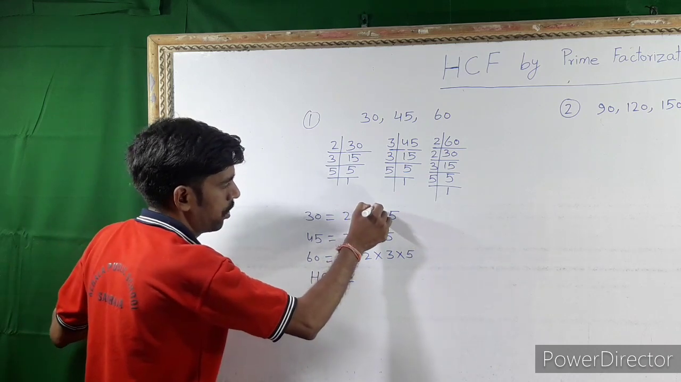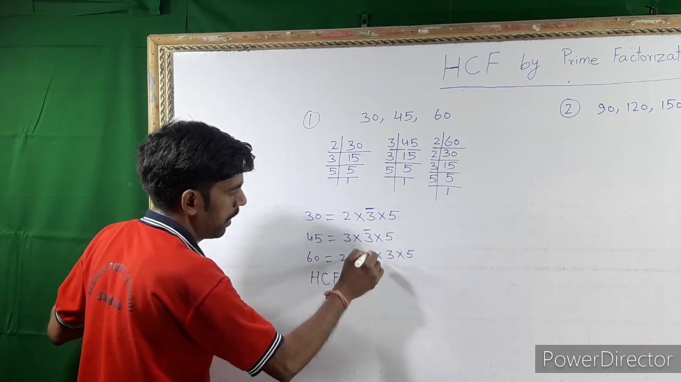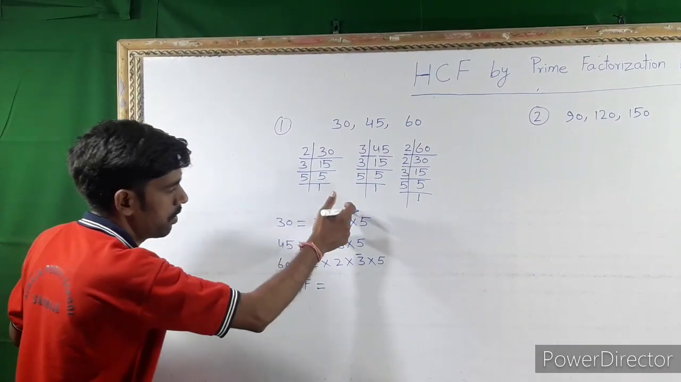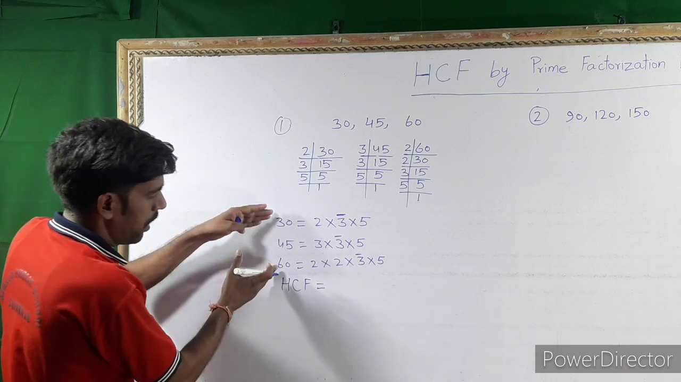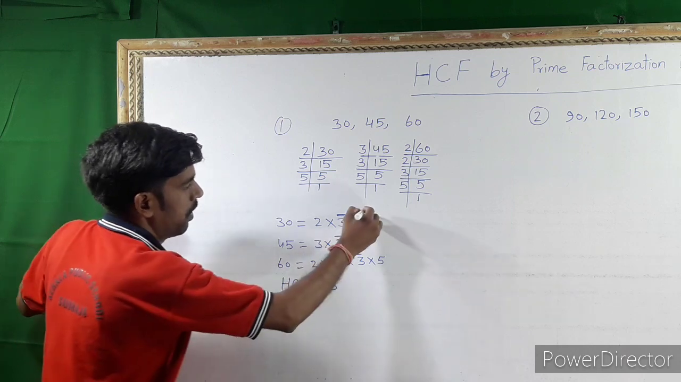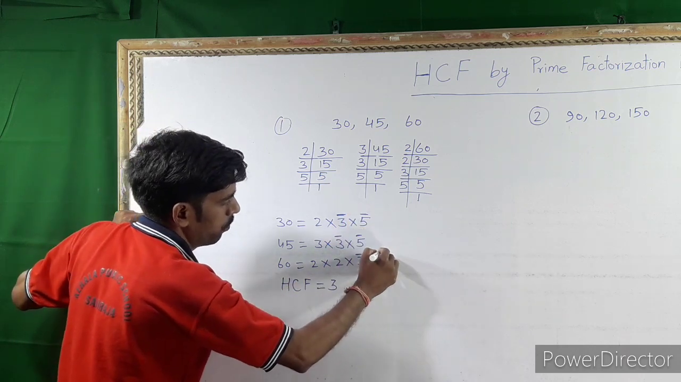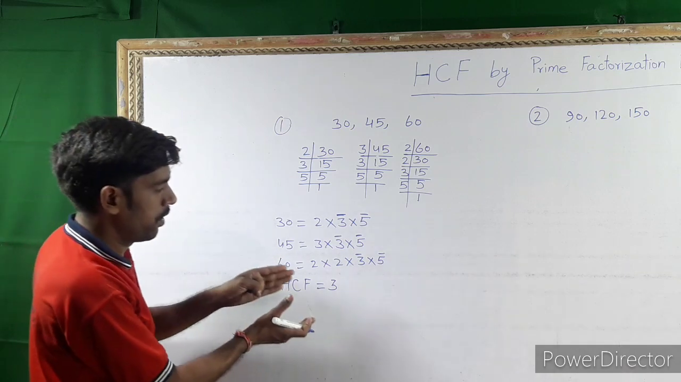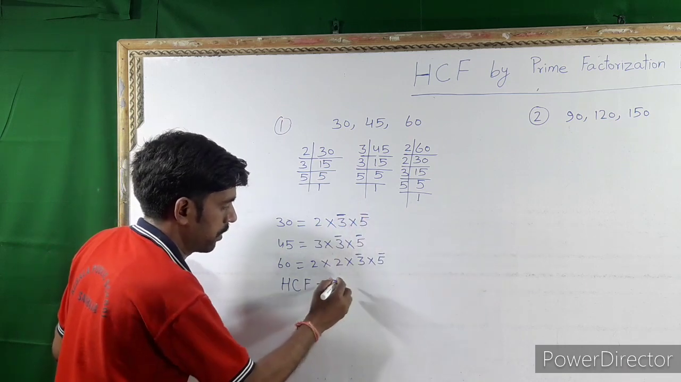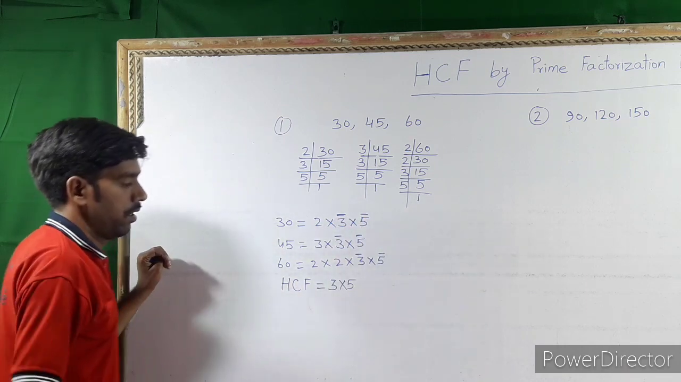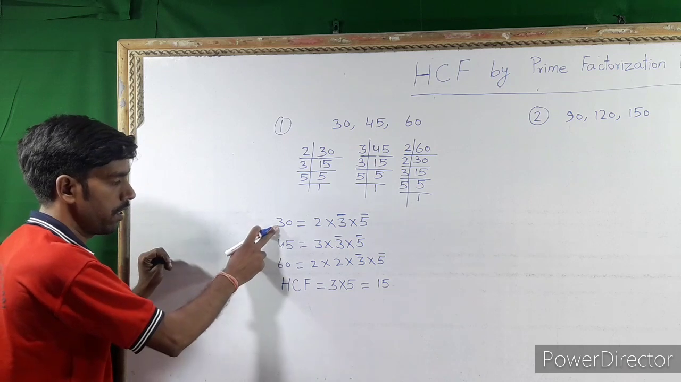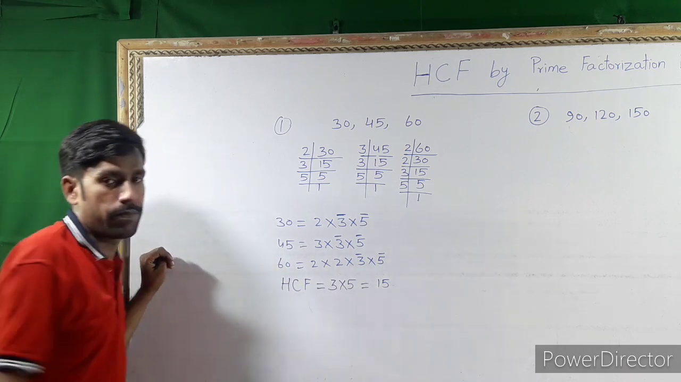Now the next number, 3, is in the first, second and third. So 3 is a common factor because 3 is included in all 3 numbers. So HCF takes 3. And next 5 is also a common factor. Common factor मतलब जो सभी नंबर्स में शामिल है वही हमारा common factor है. So here 5 is a common factor. 3 fives are 15. So HCF of 30, 45 and 60 is equal to 15.